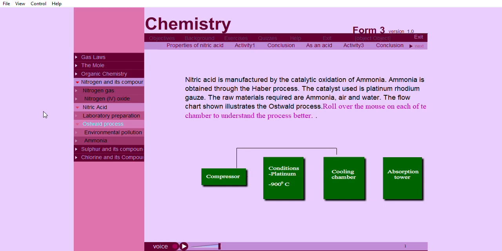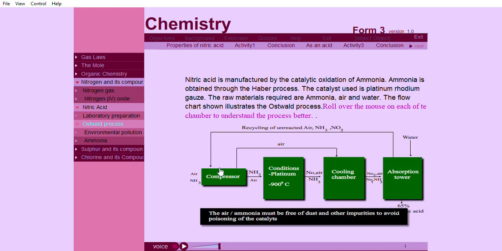Nitric acid is manufactured by the catalytic oxidation of ammonia. Ammonia is obtained through the Haber process. The catalyst used is platinum rhodium gauze. The raw materials required are ammonia, air and water. The flowchart shown illustrates the Ostwald process.